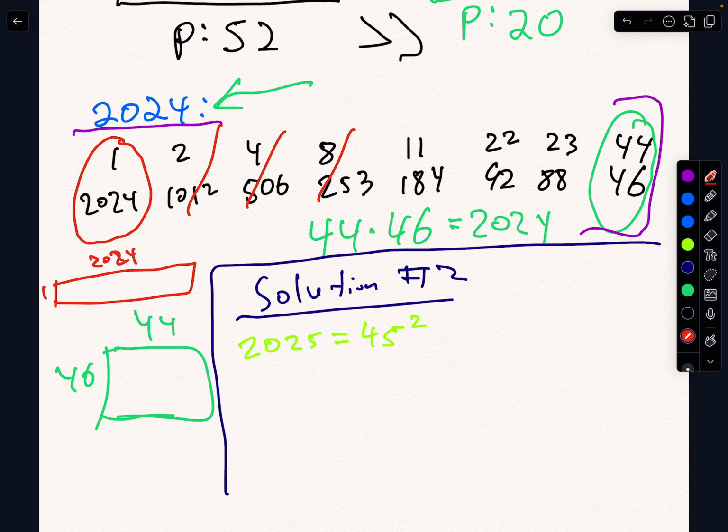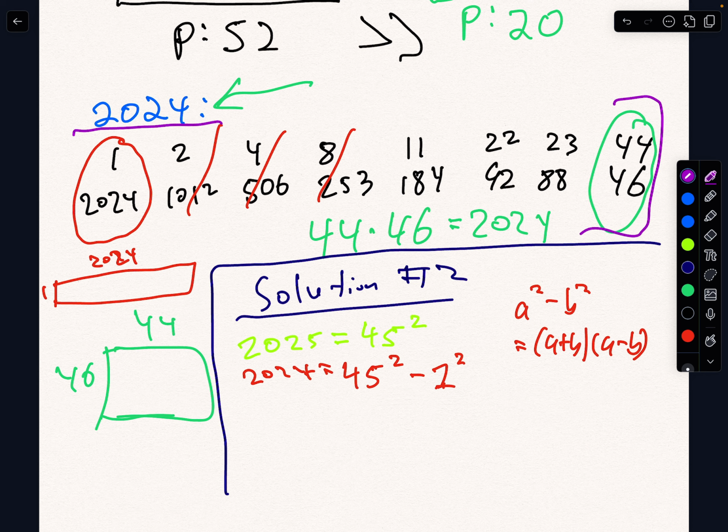It's important to note that 2025 is actually a perfect square, as it's equal to 45 squared. And 2025 is obviously just 1 more than 2024. And we can rewrite 2024 as the difference between two squares. So it's equal to 2025, which is 45 squared, minus 1 squared, which is just 1. And we know that a squared minus b squared is equal to a plus b times a minus b.